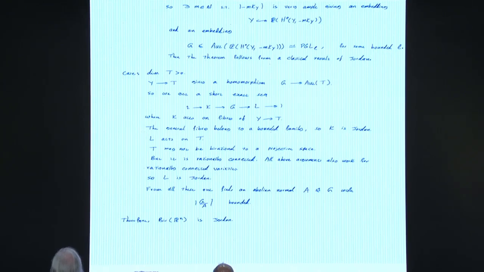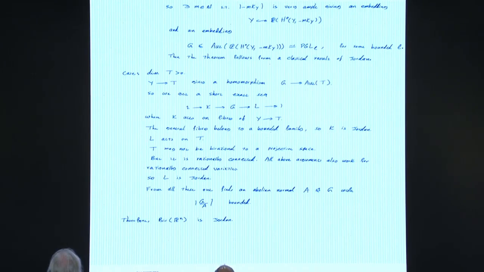And therefore, if we apply a classical result of Jordan himself, which basically says that this PGL_n satisfies his Jordan property. So this reduces the statement for the birational automorphism group to the statement for the usual automorphism group, which was known much longer, maybe 100 years ago. So that is one of the cases.